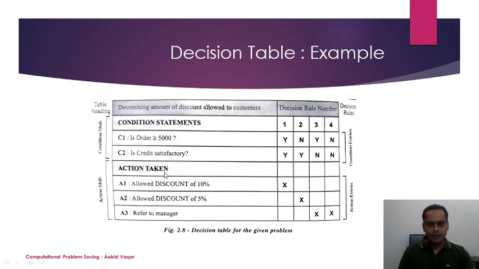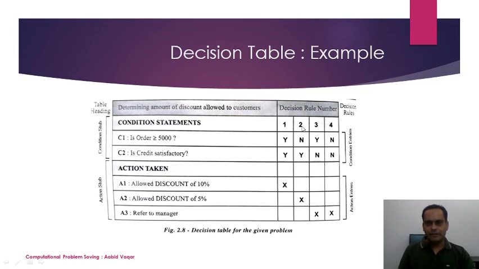in the action stub. The actions taken are: allow a discount of 10%, a discount of 5%, and the third action is refer to manager, meaning the manager will decide in this case. So now take the entries. In the first entry, if the order is greater than 5000, yes. If credit is satisfactory, yes. This means there is a customer who has shopped for more than 5000 rupees and his previous balance is also clear, meaning he has cleared all the dues. So in this case we provide 10% discount. A cross in this column means this action will be taken. So the discount will be 10%.